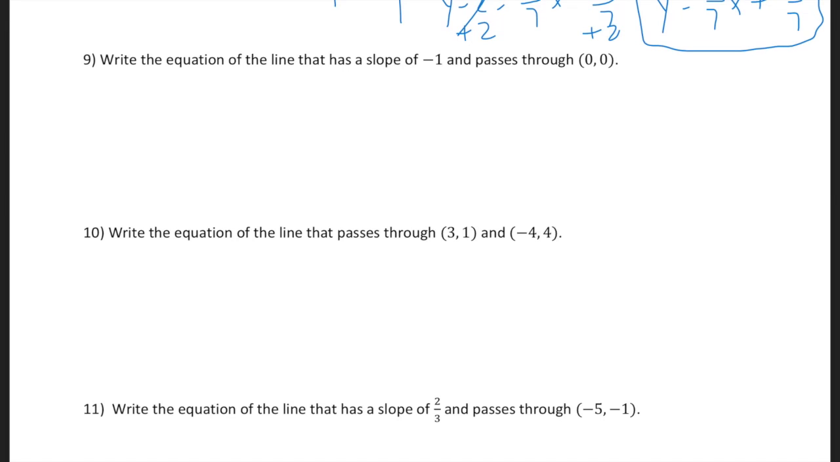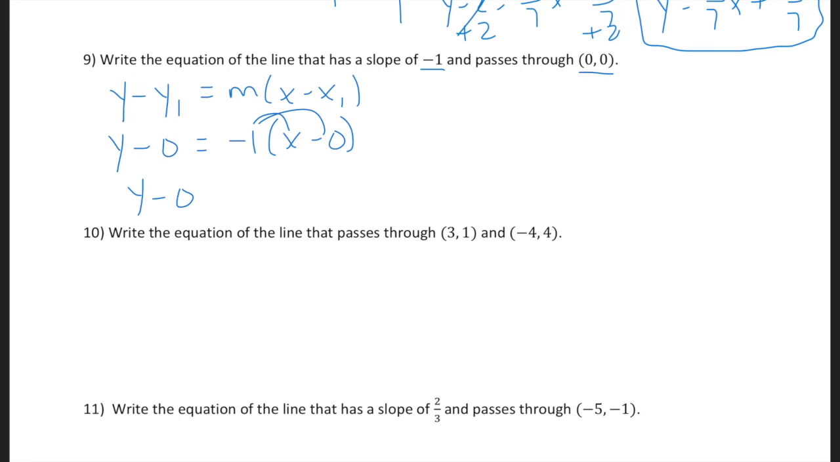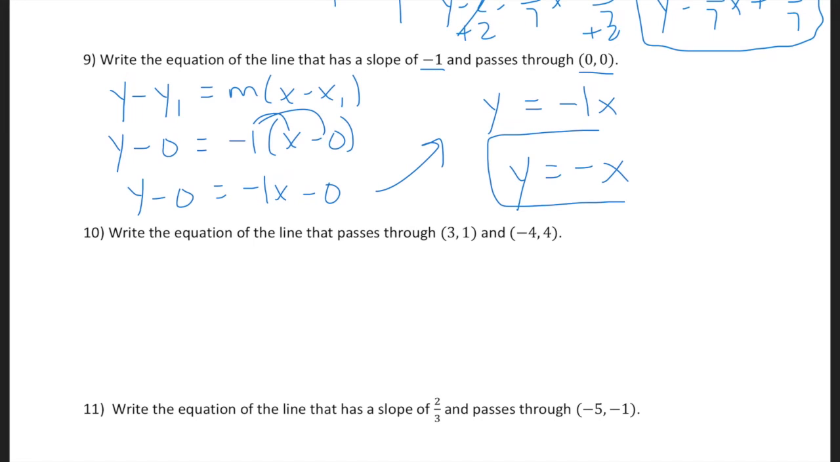Okay. Number 9, write the equation of the line that has a slope of -1 and passes through 0, 0. So I can go straight to my point slope formula. y1 is 0, slope is -1, x1 is also 0, distribute. Y minus 0 is y. -1x minus 0 is -1x. And -1x is really -x. Here is our equation.